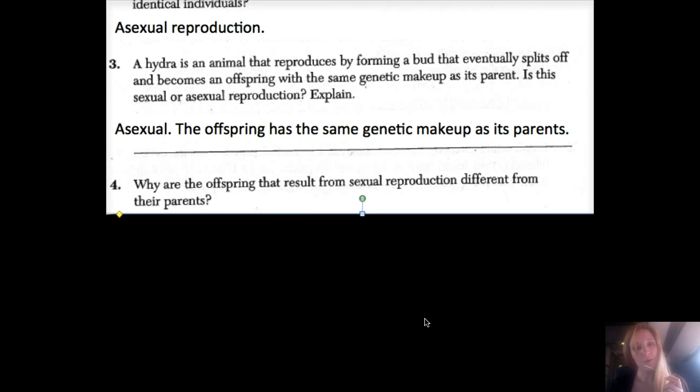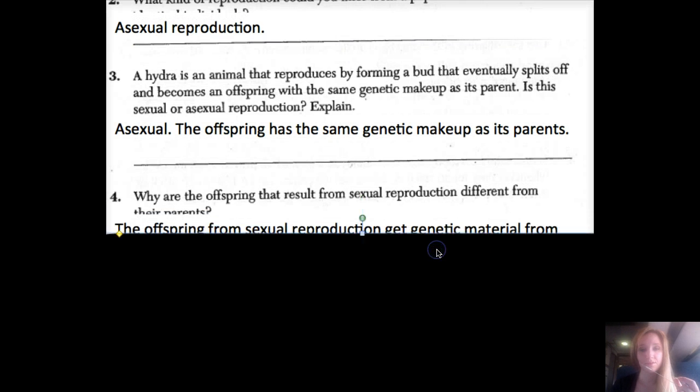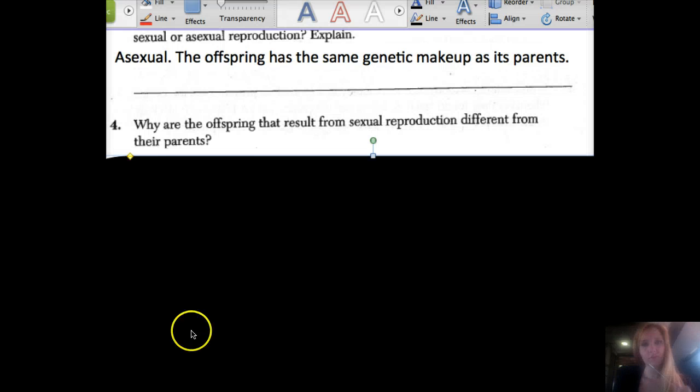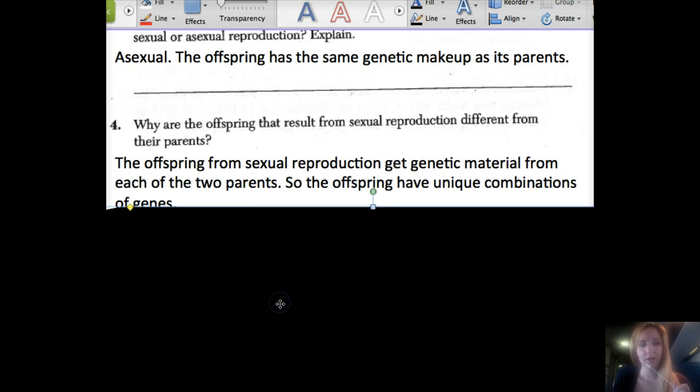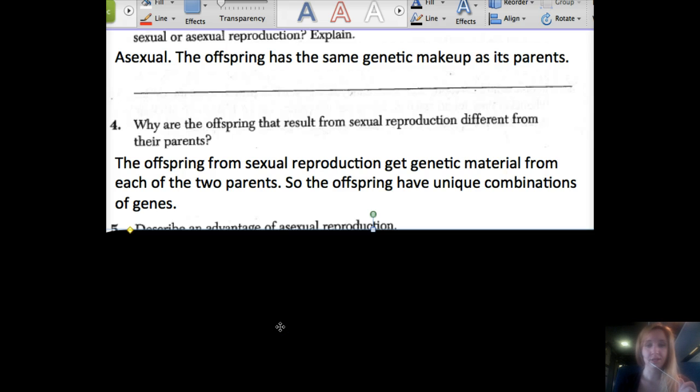Number 4. Why are the offspring that result from sexual reproduction different from their parents? Well, let's think about this. Why do some parts of you look like your mom? Why do some parts look like your dad? You have two parents, and their chromosomes from each sex cell combine and create different pairs of chromosomes. Pause. Okay, so the answer I put is that the offspring from sexual reproduction get genetic material from each of the two parents, so the offspring have a unique combination of genes.